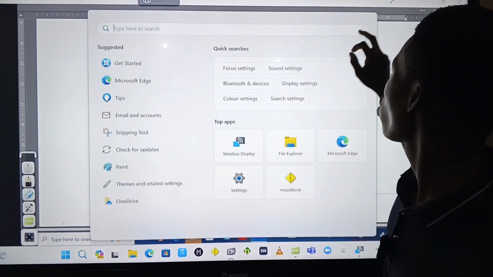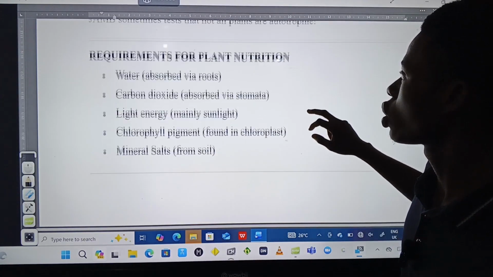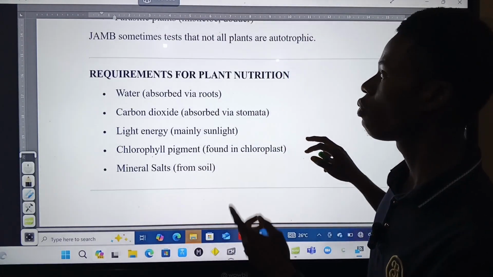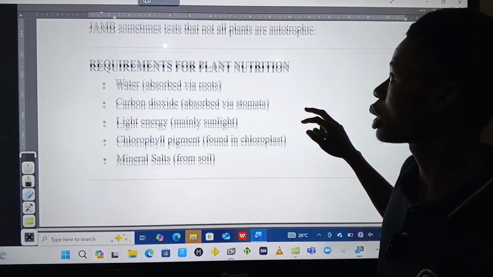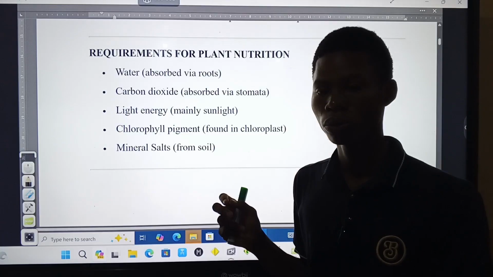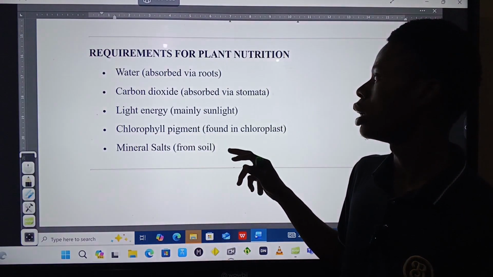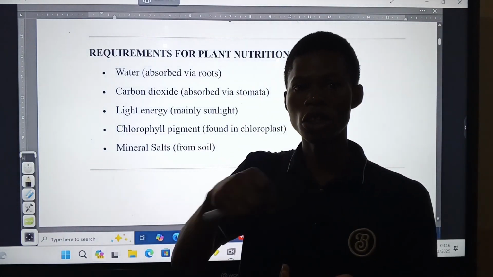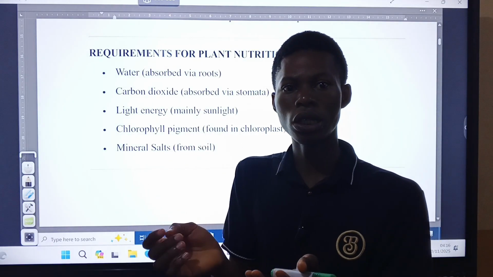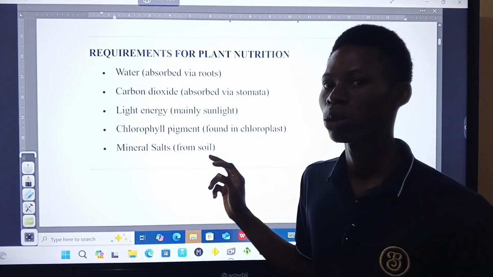All right. Now, what are the requirements for plant nutrition? Now, the requirements for plant nutrition are, number one, water. So for plant nutrition to take place, that is for photosynthesis to take place, water must be present and the water is absorbed through the roots. Then carbon dioxide must be present. Carbon dioxide from the atmosphere is absorbed through the stomata of the leaves. So the stomata are found in the leaves, small openings that can open and close in the leaf. So when it opens, the plant can trap carbon dioxide from the atmosphere.